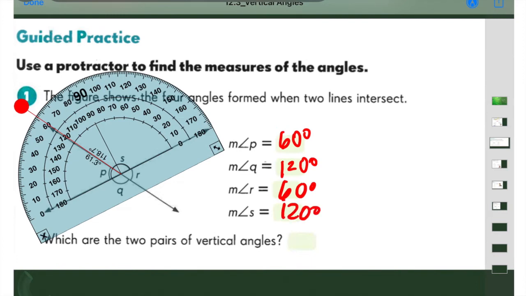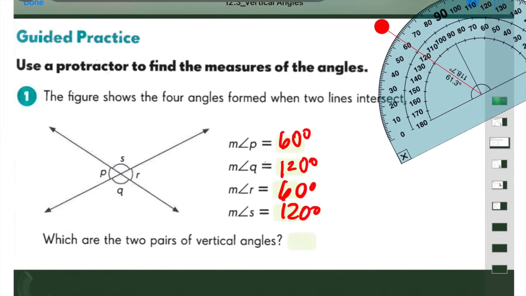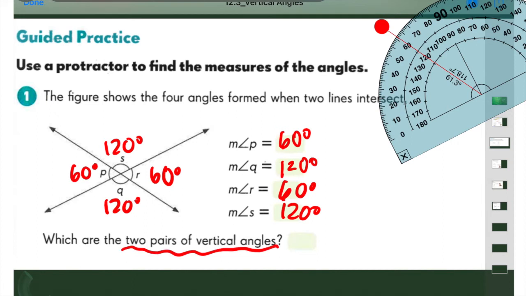So look at that. We just proved that vertical angles have equal measure. So angle Q, look, 120 degrees, which tells us angle S is going to be 120 degrees. Angle P is 60 degrees, so angle R must also be 60 degrees. So what are the two pairs of vertical angles? Angle Q and angle S, and angle P and angle R. Those are our two pairs of vertical angles.